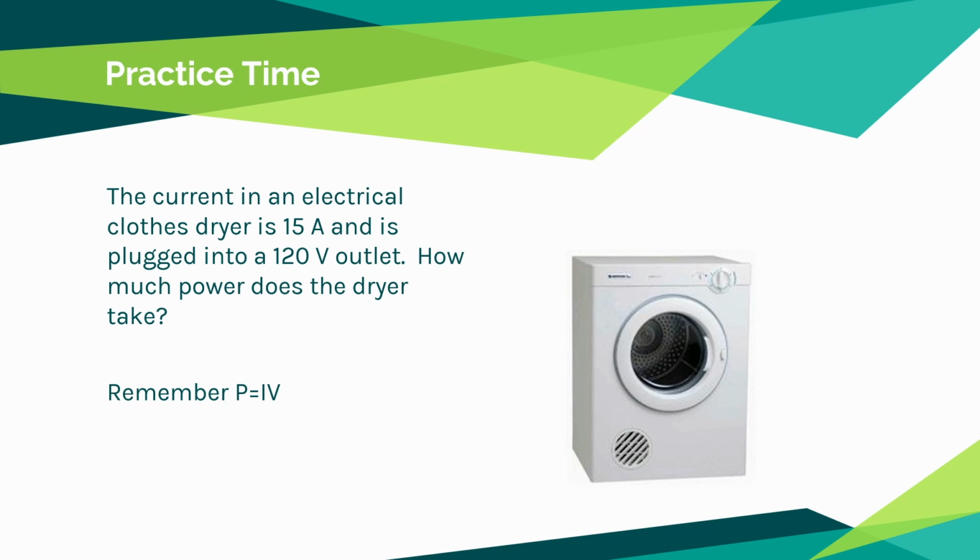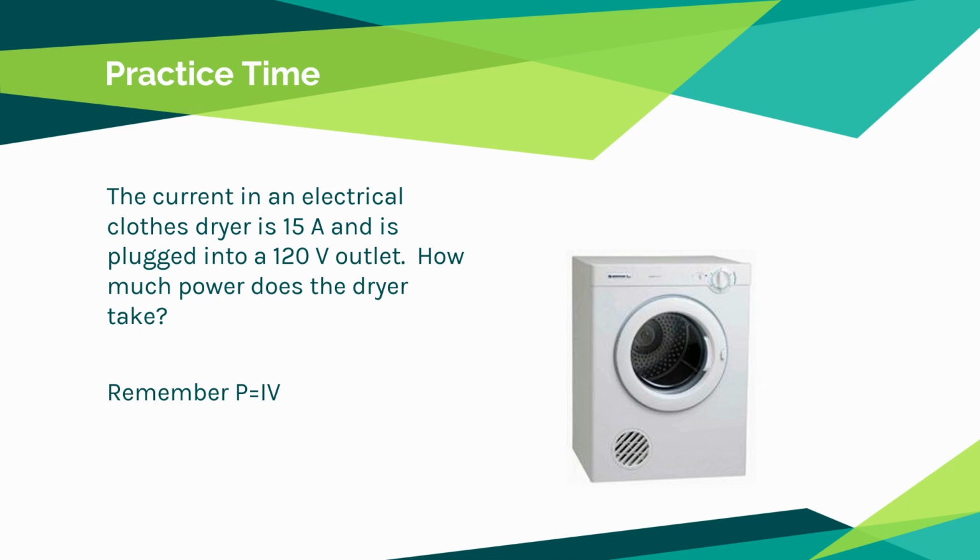Practice time. The current in an electrical clothes dryer is 15 amps and is plugged into a 120 volt outlet. How much power does the dryer take? Remember, P equals IV.